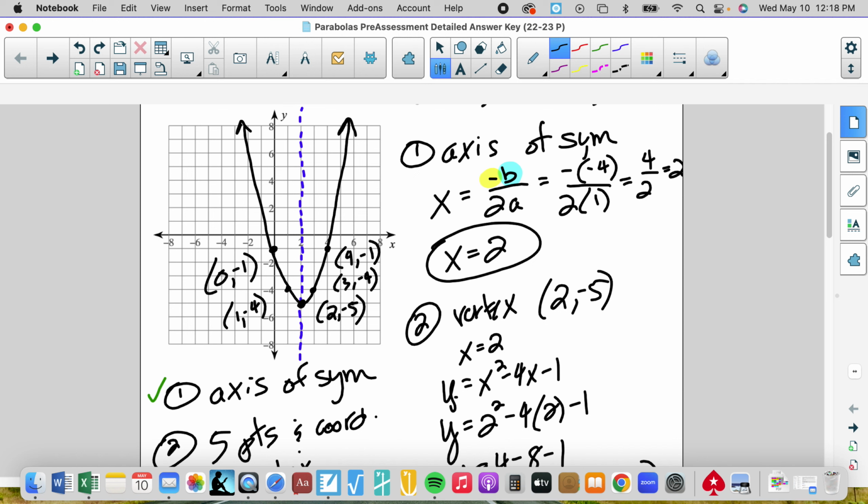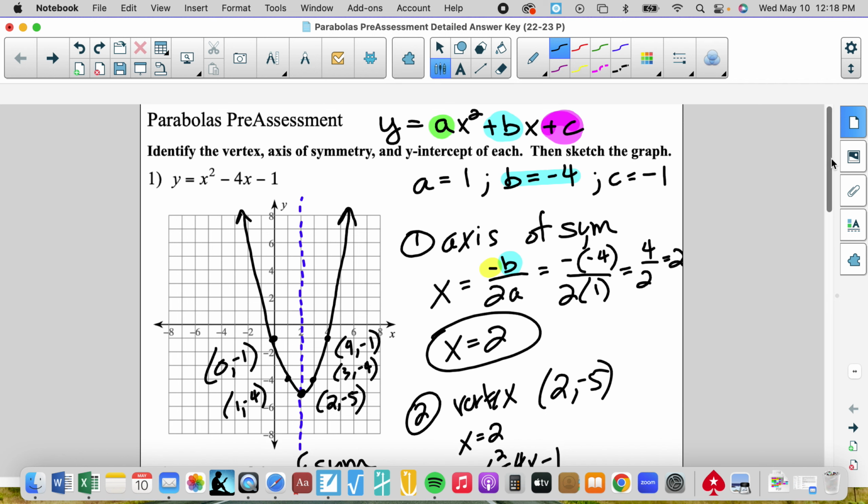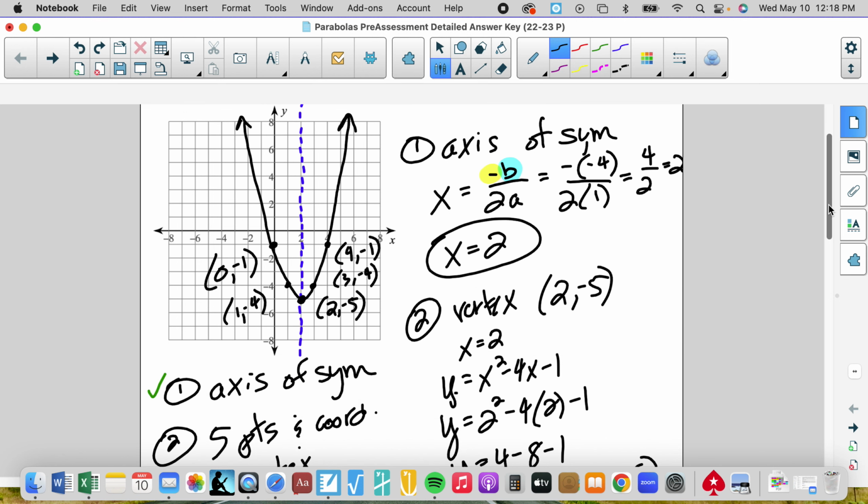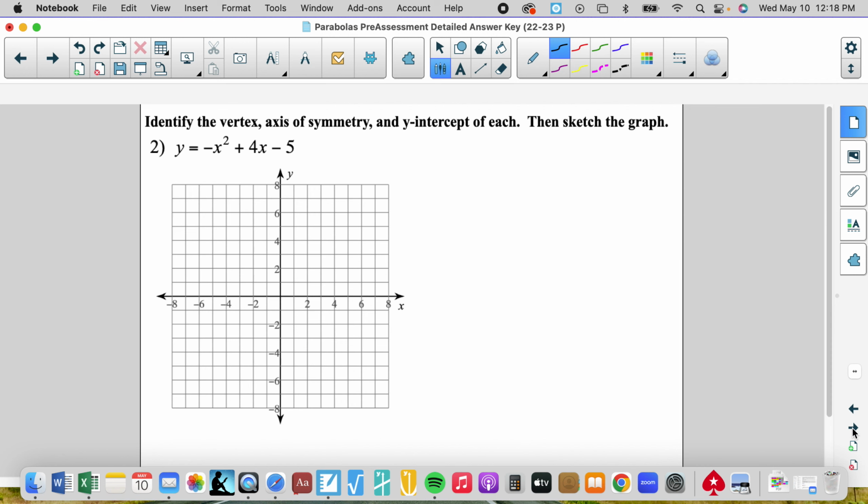That's why we draw the line. The line represents all of the solutions. That's what the question says. Sketch the graph. So we just sketched it. You need arrows at the end of your parabola to show that it goes on to infinity. I need to see the axis of symmetry. I need to see 5 points with 5 coordinates next to those points. And that's pretty good. That's question number 1.